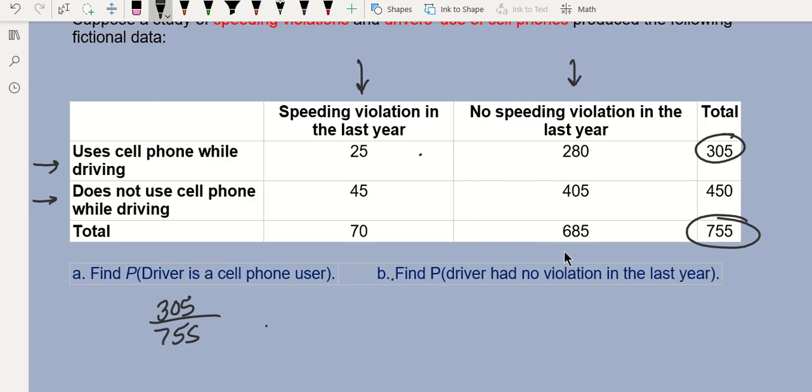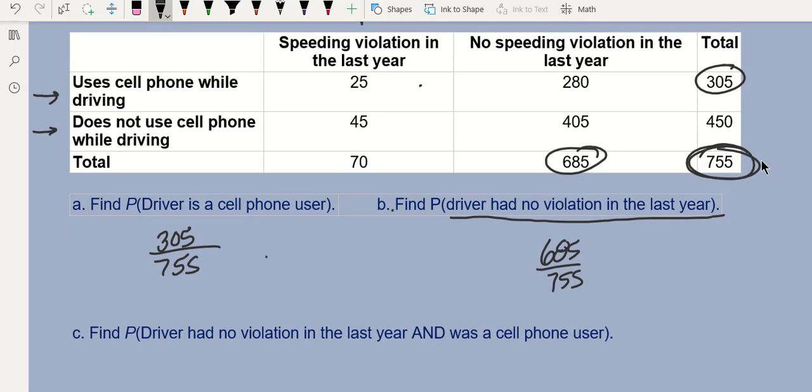we're looking at this actual column here. No speeding violations last year actually sums up to be 685. We don't care about the cell phone use. It's just asking us solely about the violations from last year. So that'll be 685 divided by 755, because again, we still want to use the total number of people throughout this whole study.